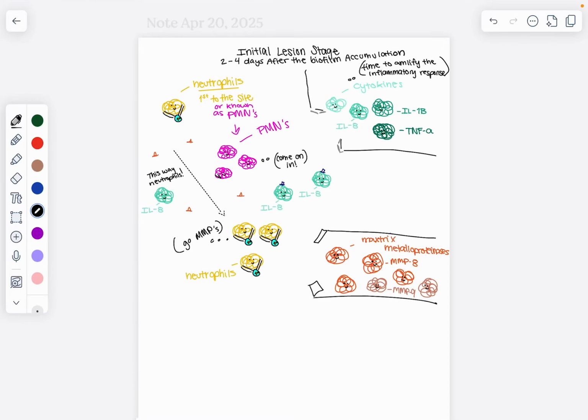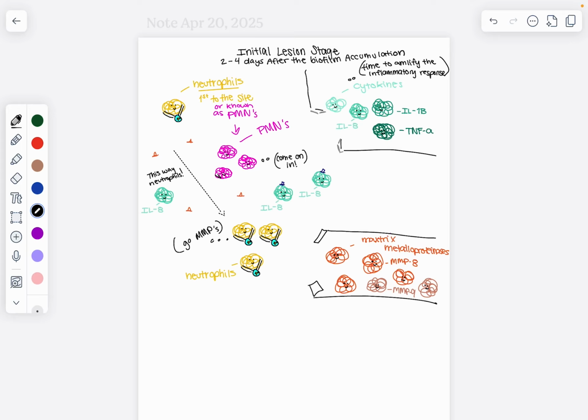The initial lesion stage is 2 to 4 days after biofilm accumulation. It's the cellular host response to the microbial challenge when dental plaque begins to accumulate at the gingival margin and microbial agents trigger an innate immune response.